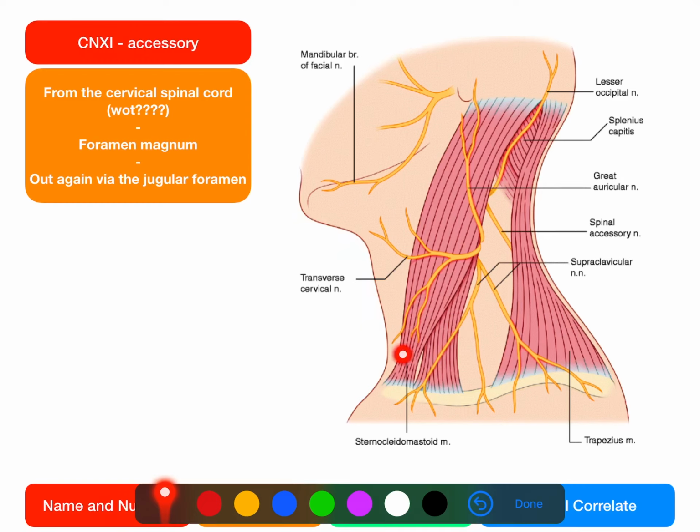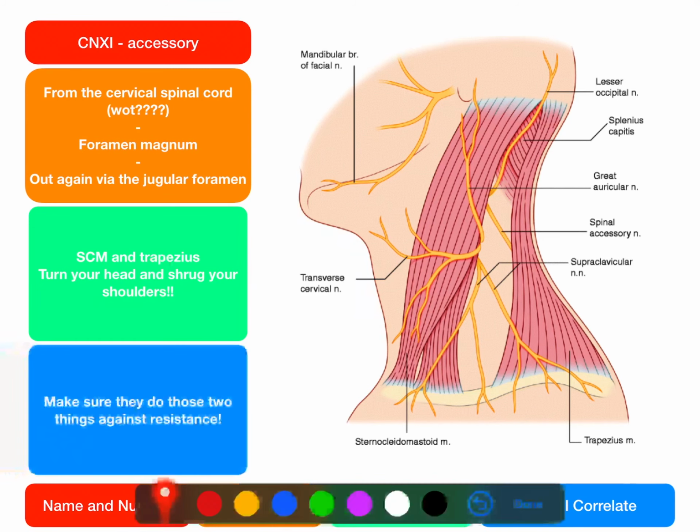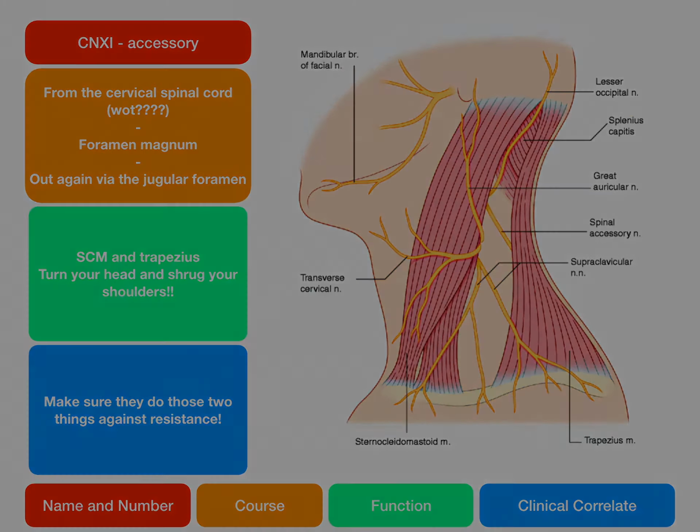This is 11th nerve. So here's sternocleidomastoid. Cleido is Greek for clavicle. So sternum, the clavicle, up to the mastoid process here. So it supplies SCM. SCM turns your head. And then trapezius here shrugs your shoulders. So it supplies SCM and trapezius. So have the patient turn their head and have them shrug their shoulders. But make sure they do it against resistance so you can test the power of this muscle. Okay?